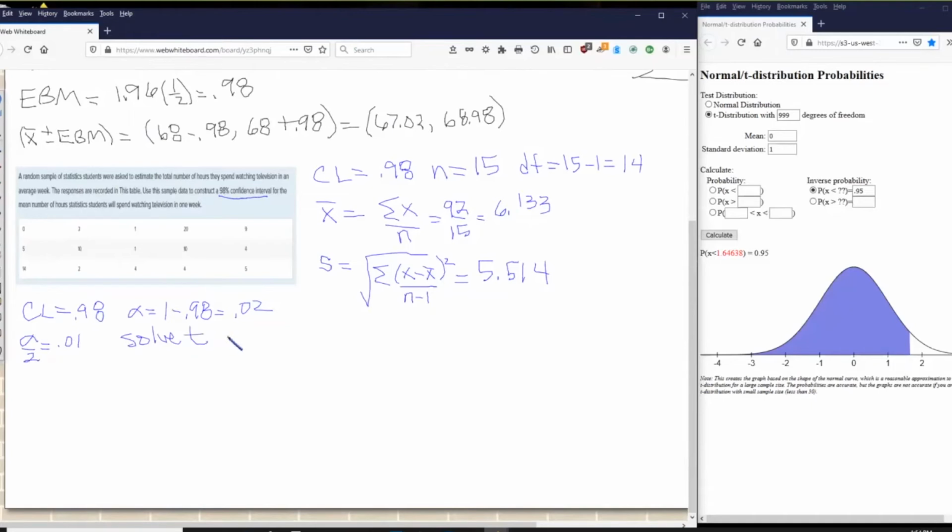So I'm going to have the probability that x is less than t is going to equal 1 minus alpha over 2. So that's going to be 1 minus 0.01, which is going to equal 0.99. So I'm going to plug in 0.99 here in my probability graph, in the inverse probability.